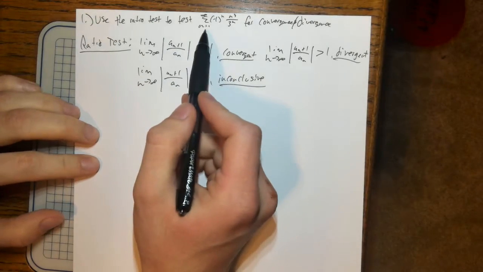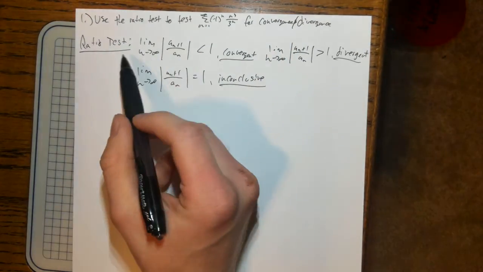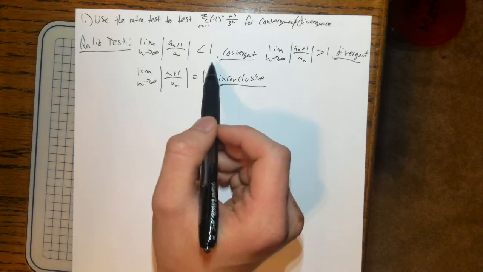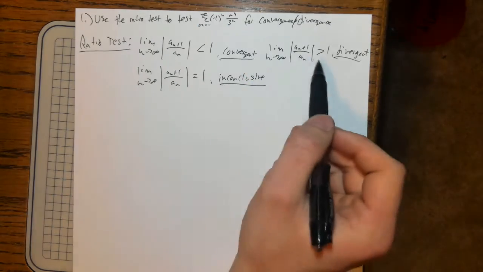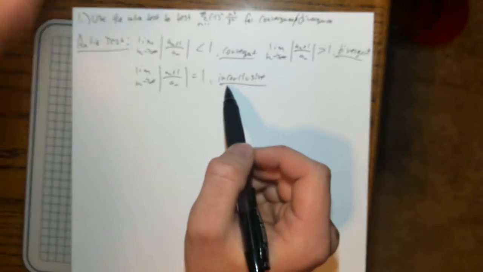So use the ratio test to test this series for convergence or divergence. The ratio test states that if the limit as n approaches infinity of a to the n plus 1 over a to the n is less than 1, it is convergent. If it's greater than 1, it's divergent. And if it's equal to 1, then it's inconclusive.